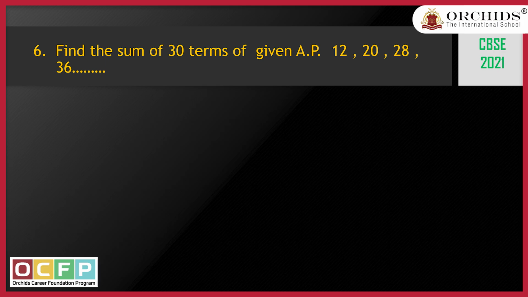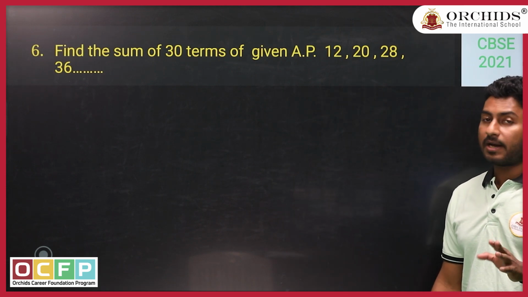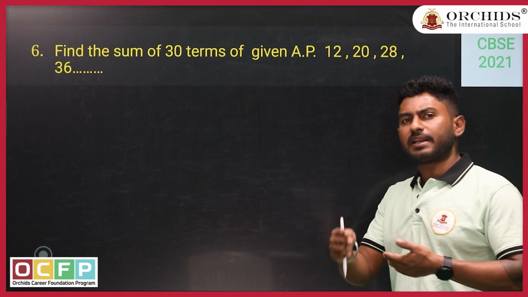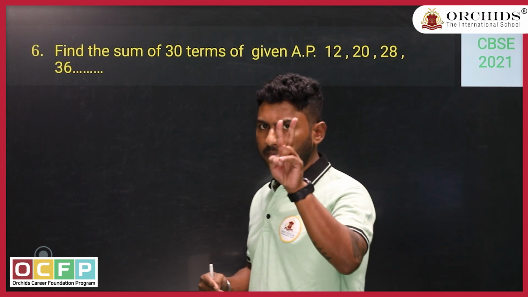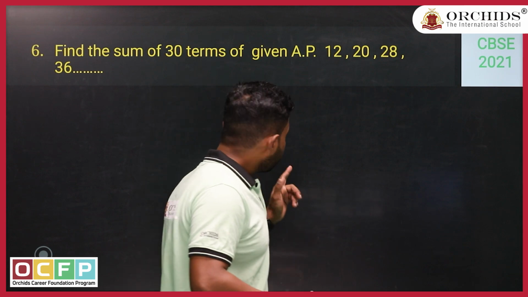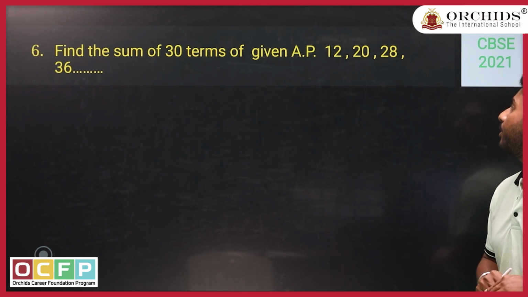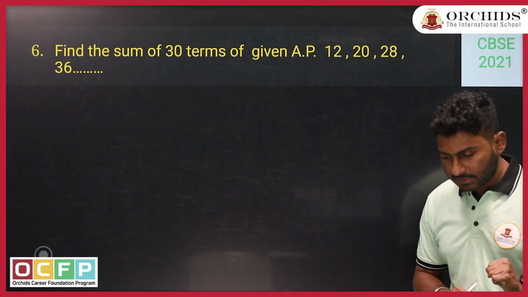Let us come to the next question. Okay, so this is from CBSE 2021. Find the sum of, now coming up to the next particular formula. Remember, we gave 2 formulas. So this is the second one. So find the sum of 30 terms of given AP, and the AP is given 12, 20, 28, 36.